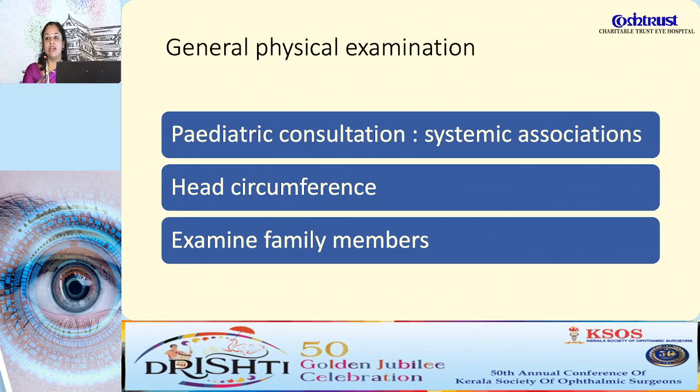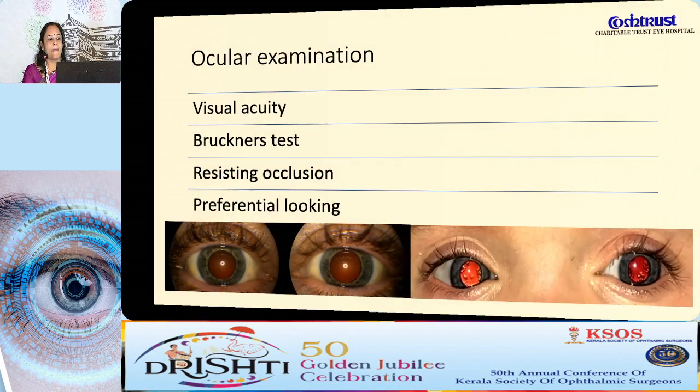So always examine the child. A whole general physical examination is mandatory. And in all of the bilateral cases where you have systemic associations, always send for a pediatric consultation. You may detect some cases, like in the case of a rubella cataract, you may have a heart anomaly that is associated. So that can be detected by the pediatrician better. Look at the head circumference. Sometimes you may have a microcephaly along with that. And as I told, examine the family members. This should not be missed. You may have a subtle cataract even in the parents.